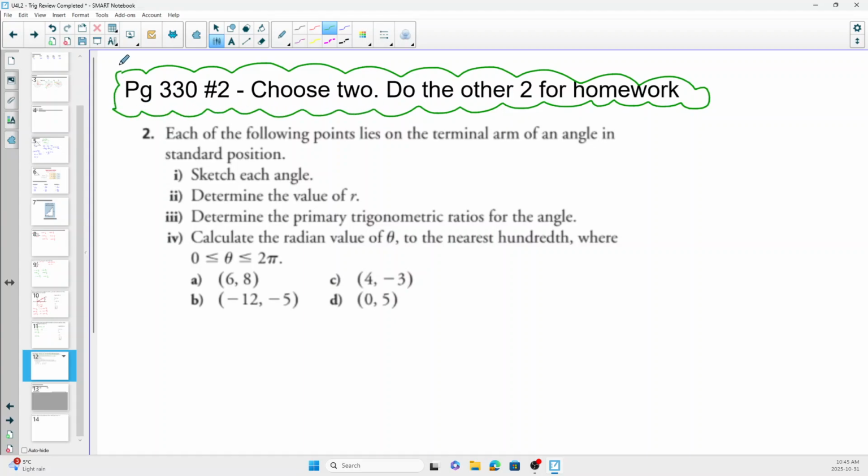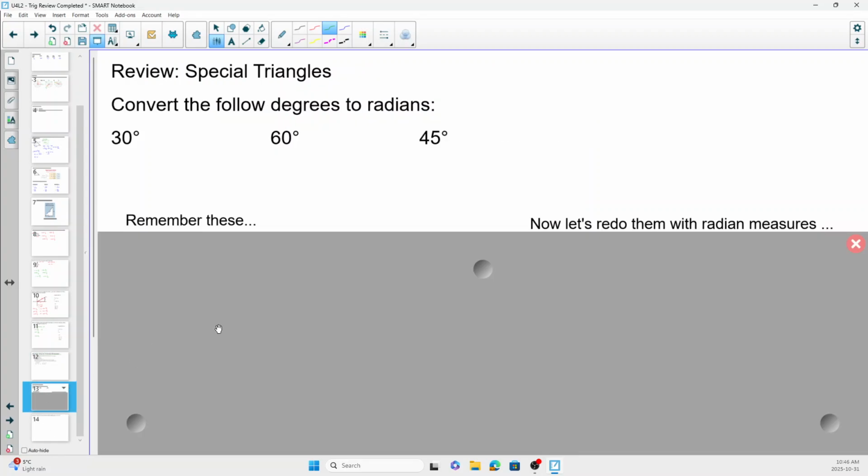There's not a lot of practice for what we're doing today because it's all review. Everything that we're learning is mostly review from grade 10 and grade 11, so there's not a lot in the grade 12 textbook for primary trig ratios, Pythagorean theorem, things like that. But this is a good question that includes what we talked about today, so do a couple of these, page 330, number 2.